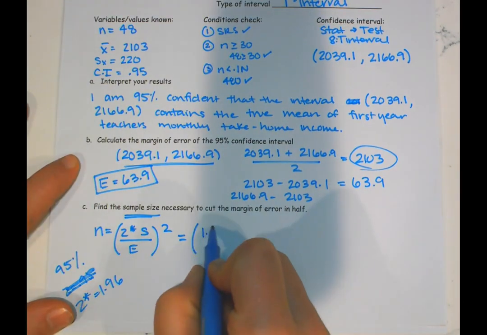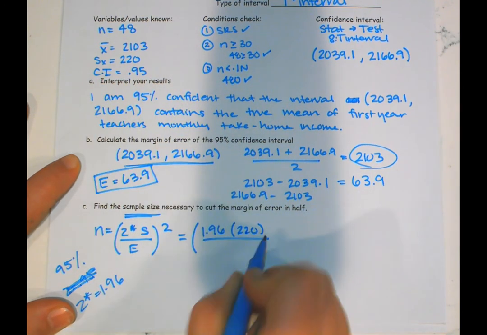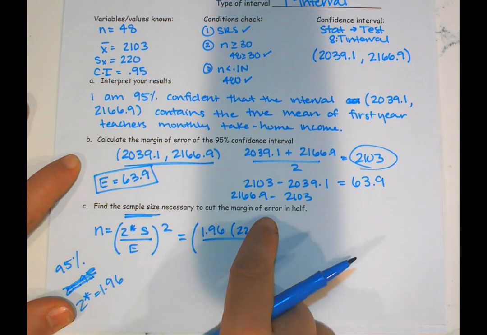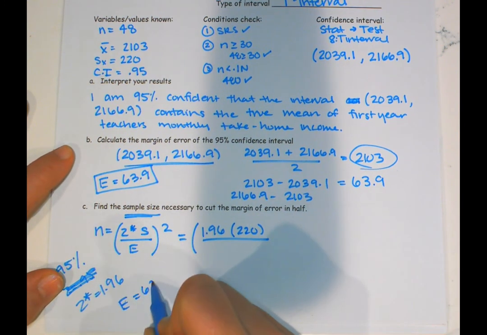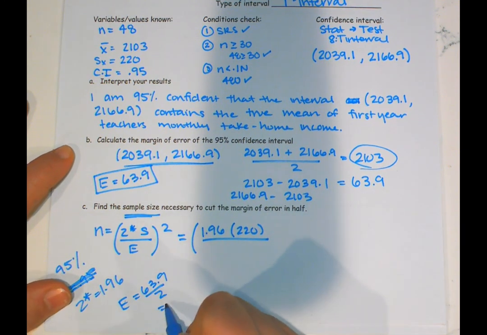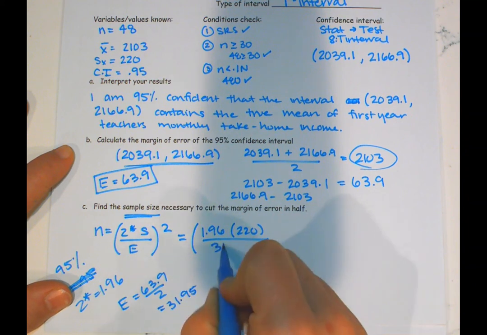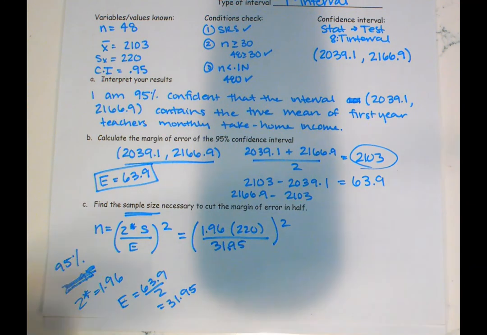So I have 1.96 times my standard deviation, which in this problem was 220, and then divided by my margin of error. Now I want to cut my margin of error in half. So instead of using E as 63.9, I want to divide that by 2 to figure out the margin of error I actually want. So I get 31.95 here as my margin of error because I want half of the value that I had in the original problem. So 1.96 times 220 divided by 31.95, and then I'm going to square that.